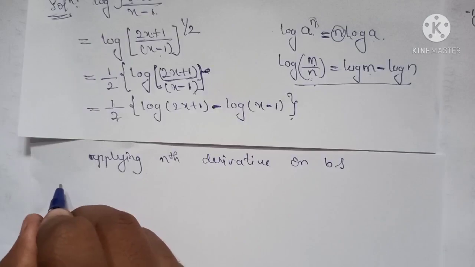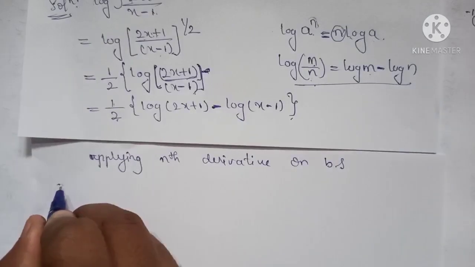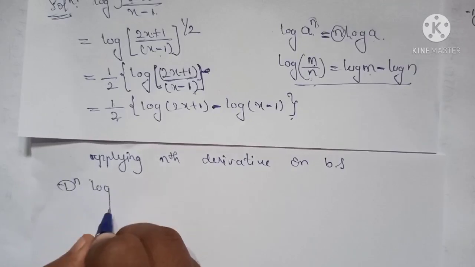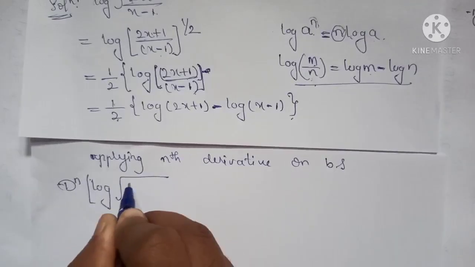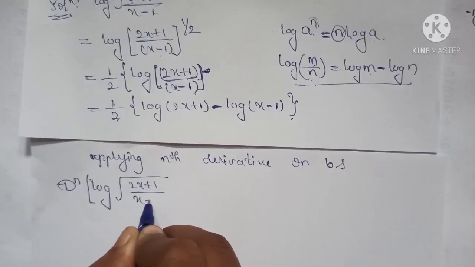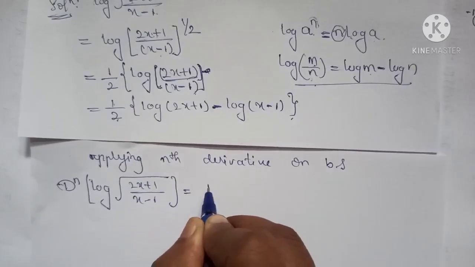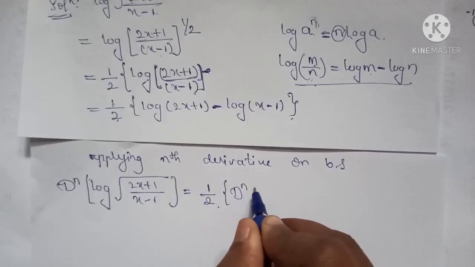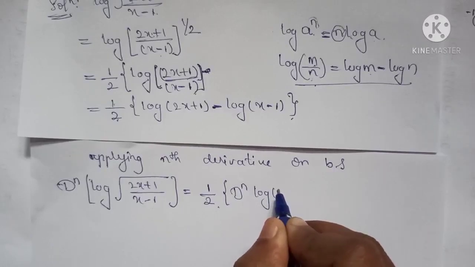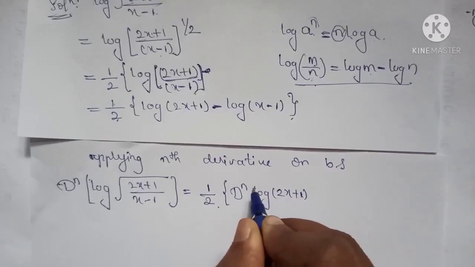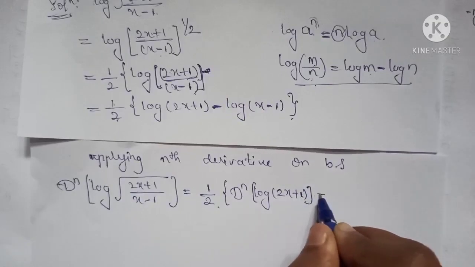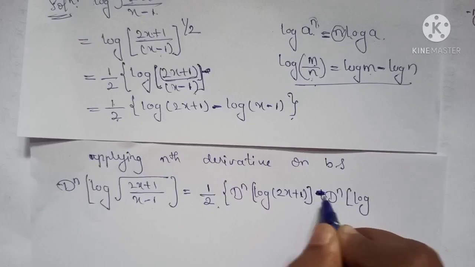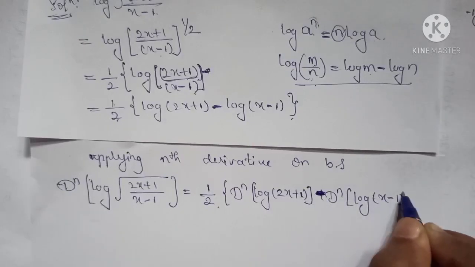We get the nth derivative of the given function, that is log of root of (2x plus 1) divided by (x minus 1), is equal to 1 by 2, which is a constant, so we take it outside. The nth derivative of log of (2x plus 1) minus the nth derivative of log of (x minus 1).